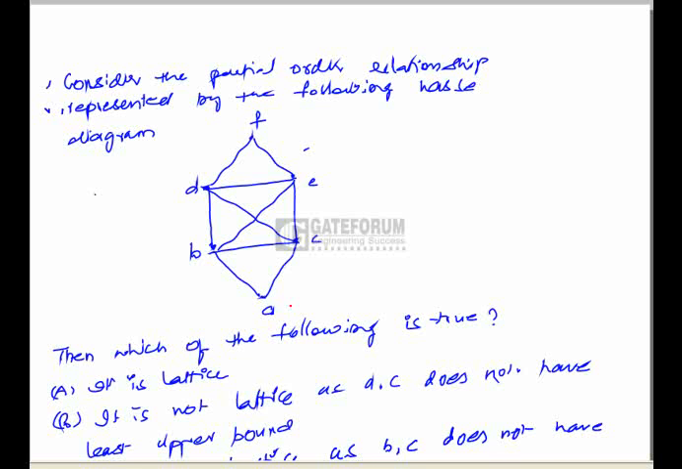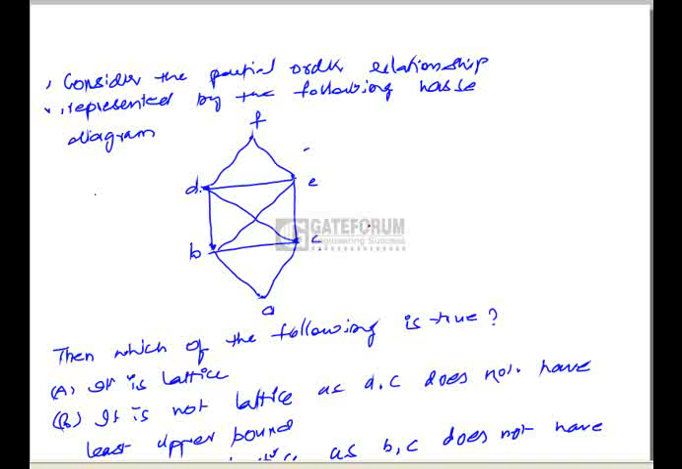Question: a partial order relationship is represented by a Hasse diagram, and we have to check if it is a lattice or not. For a partially ordered set to be a lattice, each and every pair of elements should have a unique least upper bound, unique LUB, and unique greatest lower bound, unique GLB. So if you see the elements B and C, for B and C, D and E are upper bounds and they are not unique. That means for B and C there is no LUB.